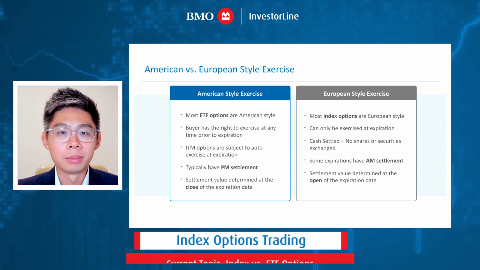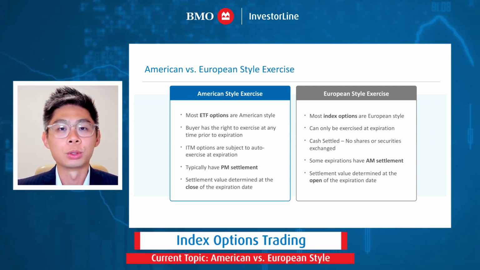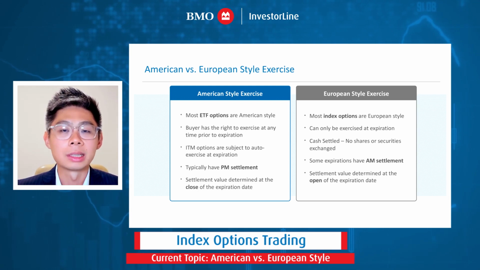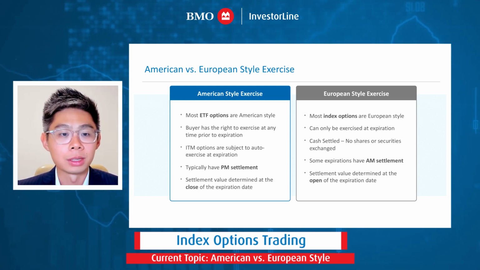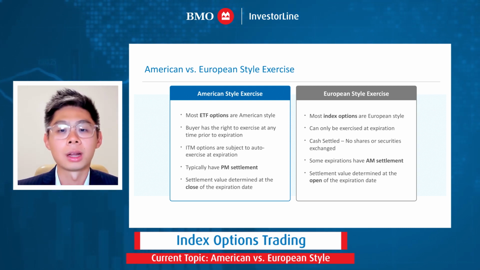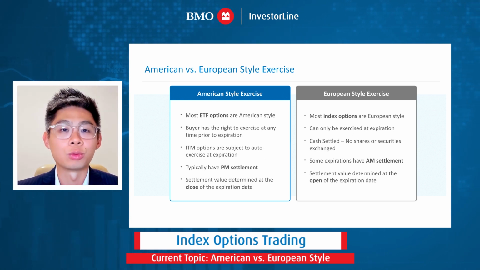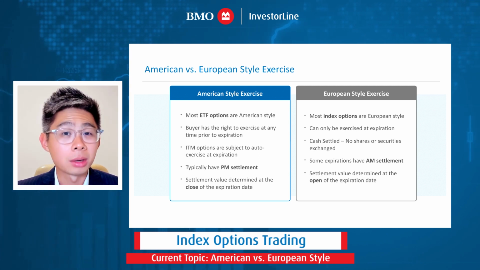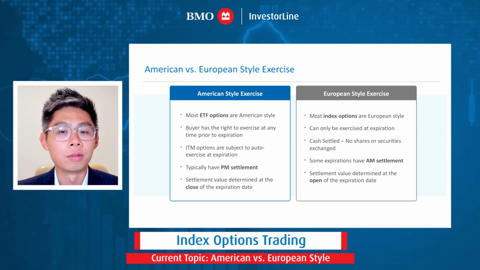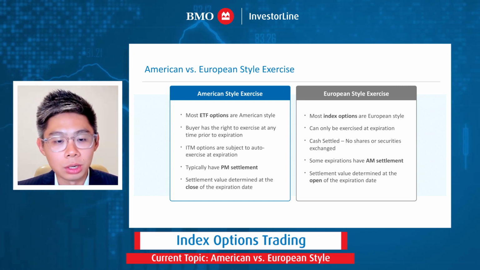So with that, let's take a look further at the difference between American versus European style options, which we've already spoken about a little bit in the previous slide. So like I said, most ETF options are what we consider American style versus index options are European, which means that the buyer has the right to exercise at any time prior to expiration for that American style ETF option, versus the European options can only be exercised at expiration.